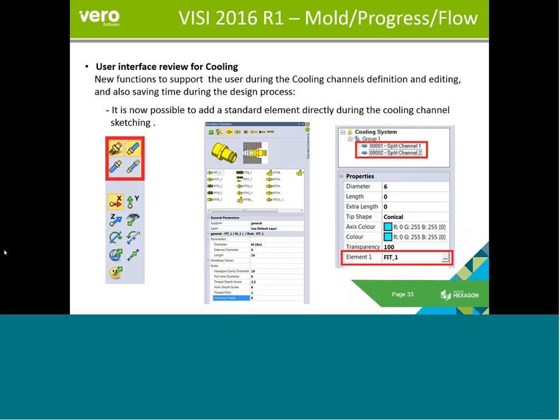Additionally, there is a new function that allows you to add standard elements as you build these cooling channels. All you need to do is select one of the icons shown on the left here to tell VISI which ends you'd like to add the elements to. It's also now possible to insert standard elements using the multiple selection on the cooling tree. So these channels no longer have to be edited individually.